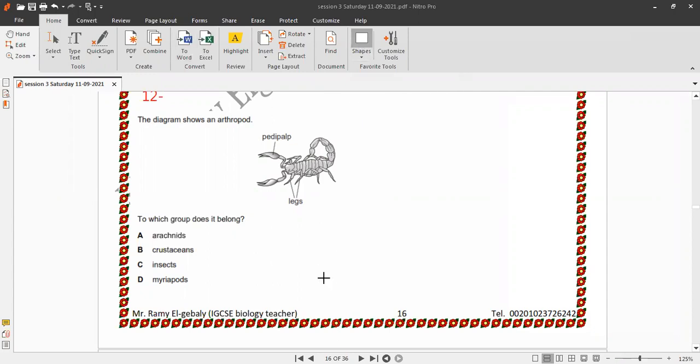Okay. The diagram shows an arthropod. To which group does it belong? It belongs in, wait. Is it myriapods? No, D. I asked you about it: is it myriapods? Is it a long body? Does it have many segments? No. So D is wrong. Okay. Here, 6 legs. No, no.